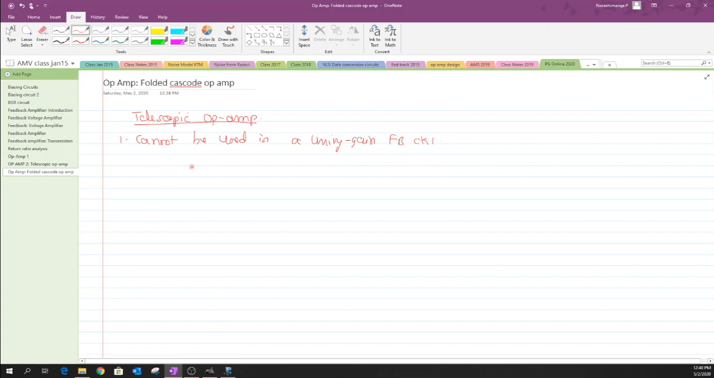This happens because the output swing of this unity gain feedback circuit was greatly reduced, within the limit of Vb minus VGS4 plus VTH2, and that is the maximum swing that we can have across the output Vout, and the minimum swing that we can have is written as Vb minus VTH2. Okay, so this is the tight range of swing that we have when we use this telescopic op-amp in a unity gain feedback, right.